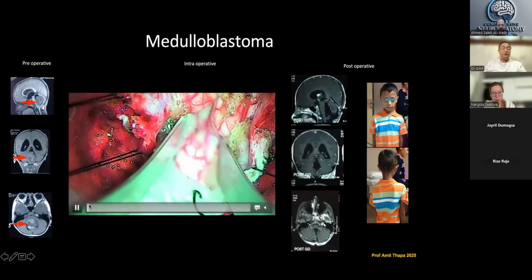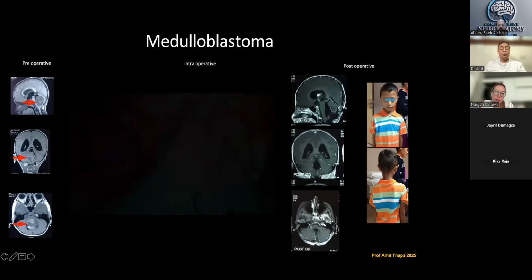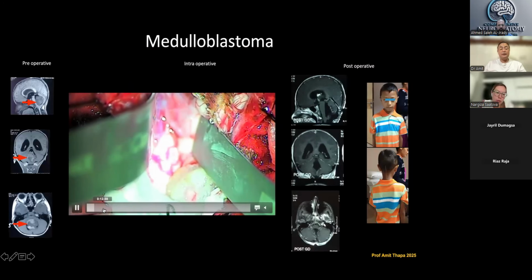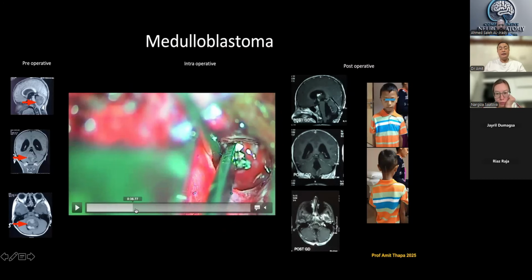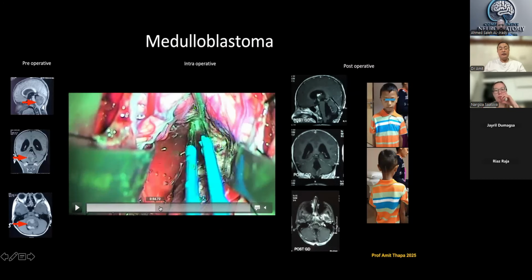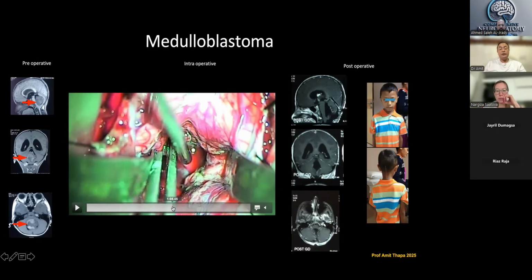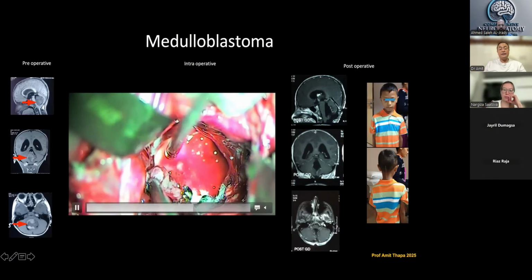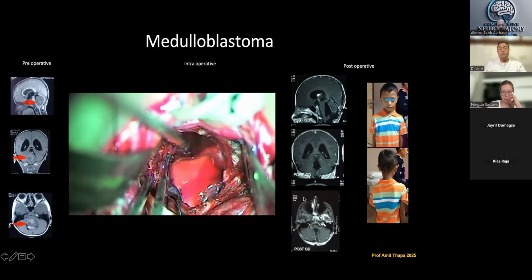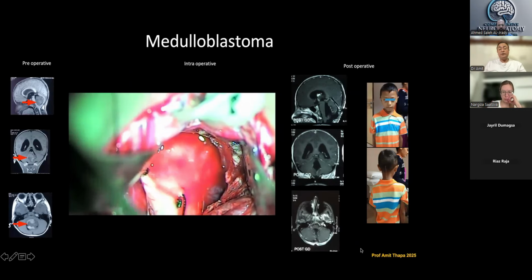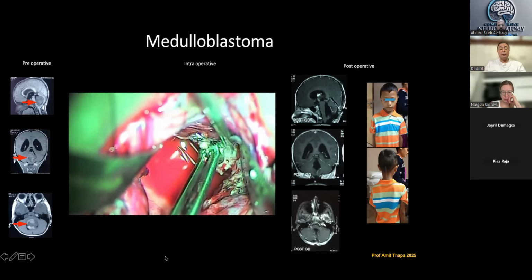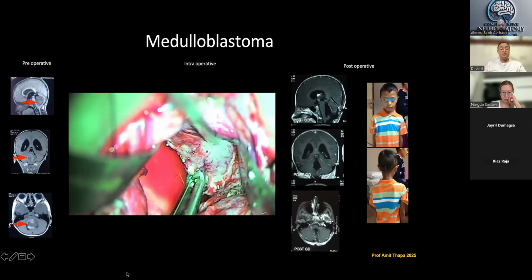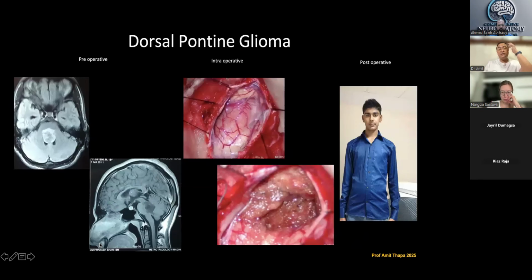So this is the case of a medulloblastoma. You can see the pre-op images here. This was a kid. This patient presented with gait ataxia and headache because of the hydrocephalus. We removed the tumor in toto completely, and you can see the post-op, the patient had a very good outcome. The tumor was completely removed, and he is now a 15-year-old kid doing well without any features of recurrence because of the complete resection in the first part.